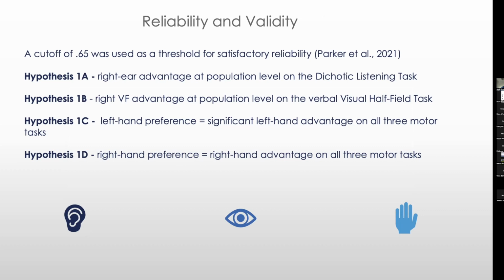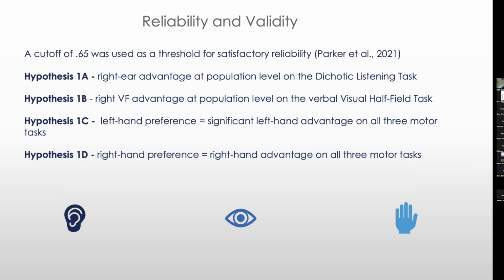And then to assess the validity of the tasks, we tested whether they were lateralized in the predicted direction, and the predictions were based on previous findings with in-person testing. So for the dichotic listening task, we predicted a right ear advantage. For the visual half field task, we predicted a right visual field advantage.